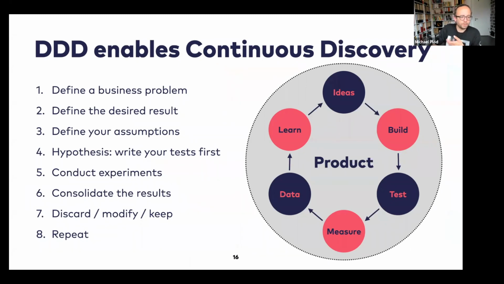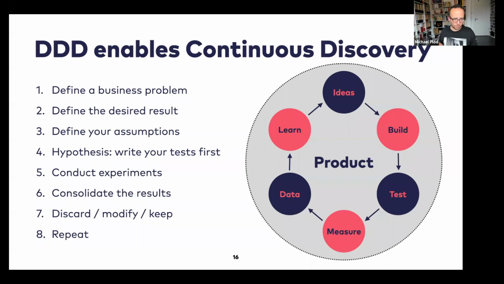So we define a business problem, we may define a desired result, we define our assumption, we write our own first tests, we conduct experiments, we consolidate the results, we discard, modify, keep, and we repeat. So this typical build, measure, learn cycle. That's something that we want to circle through heavily.